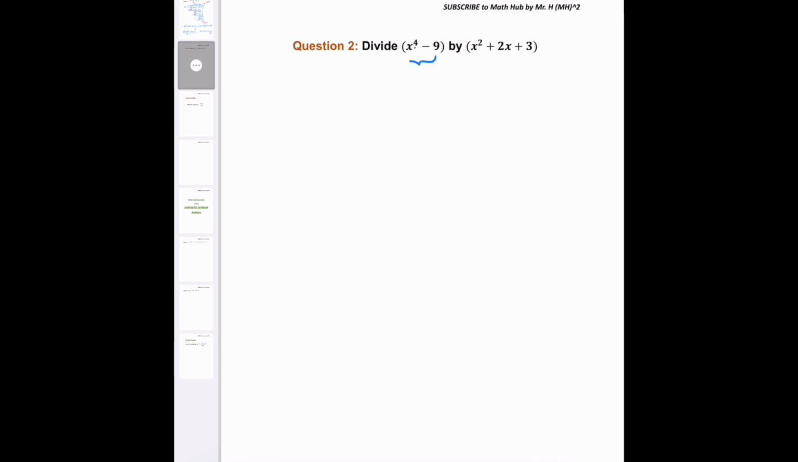The degree is 4, and it jumps straight to the constant. So we're missing 3 terms here. You don't have the term for x cubed, you don't have the term for x squared, you don't have the term for x. So what we need to do first is to rewrite the dividend. So x to the fourth, and since we don't have the terms for x cubed, x squared, and x, we can fill it in with 0 x cubed first, plus 0 x squared, plus 0x minus 9.